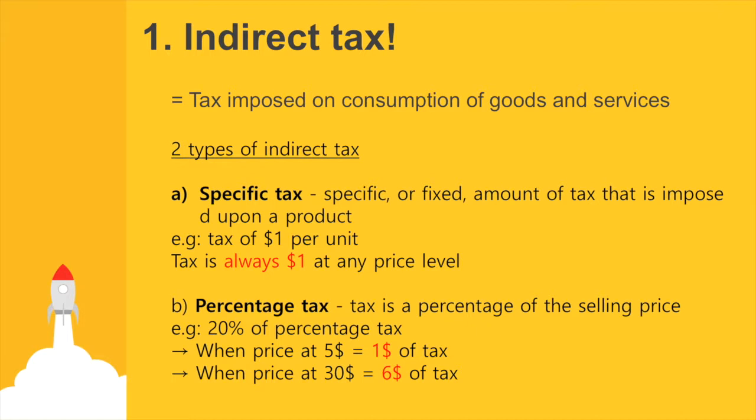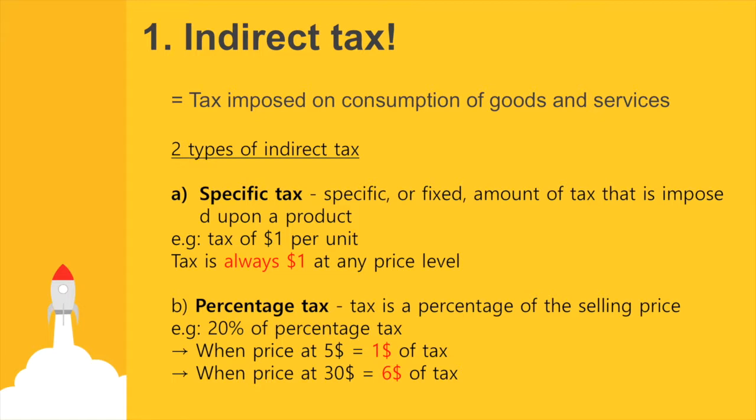So yeah, we're talking about indirect tax. Indirect tax is a tax imposed on consumption of goods and services. So for example, an indirect tax on cigarette. If you want to buy a cigarette, you have to pay a certain amount of tax to a government. That's indirect tax. It's a tax imposed on consumption of goods, not on income or not on wealth.